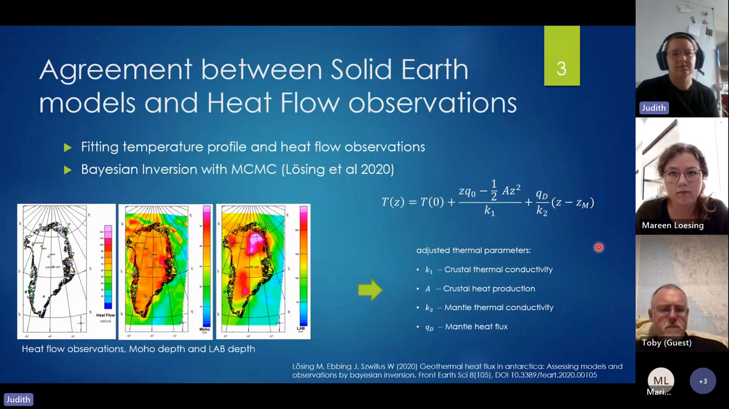And we first adjust these thermal parameters to fit the LAB temperature by using a Bayesian inversion with Markov chain Monte Carlo. So as input, we have our heat flow observations, the MOHO depth, and the LAB depth. These come from a model from Agnes Wansing. And with this, we adjust these thermal parameters.